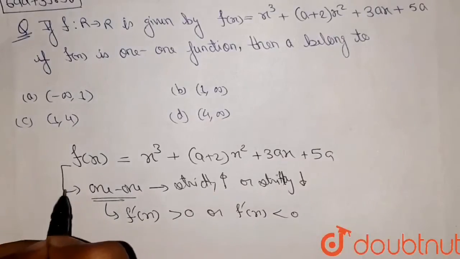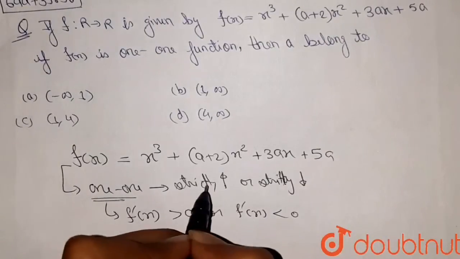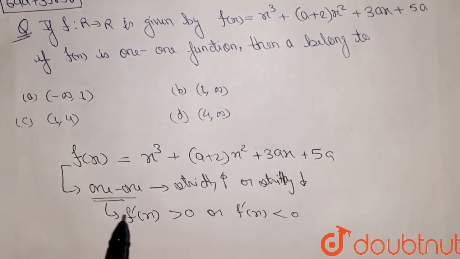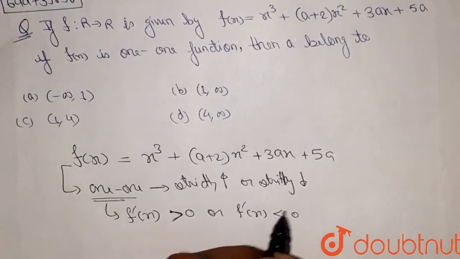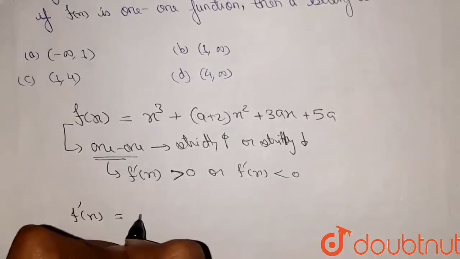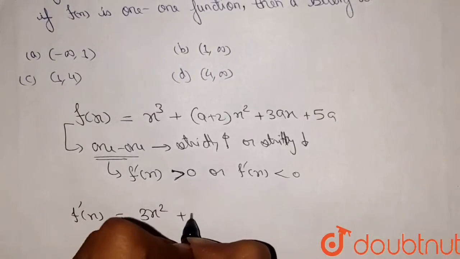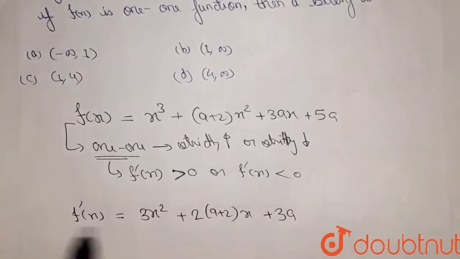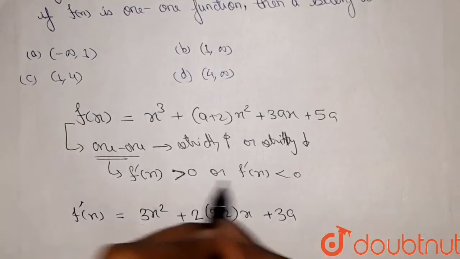So if a function is 1-1, its graph is either strictly increasing or strictly decreasing, right? So from here we can say that its derivative, that is f dash x, must always be positive or negative, right? So let's find out f dash x. So f dash x will be equal to 3x square plus 2 into a plus 2 into x plus 3a, right? Now this is either always positive or always negative.